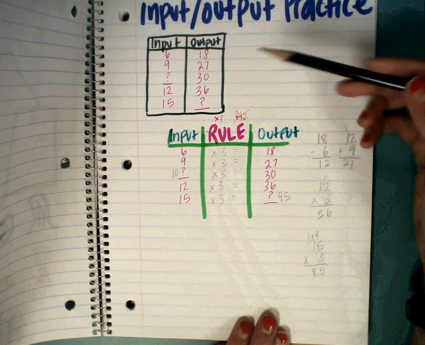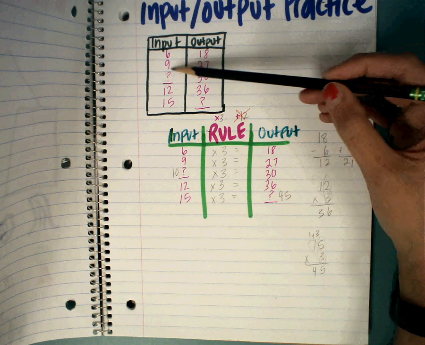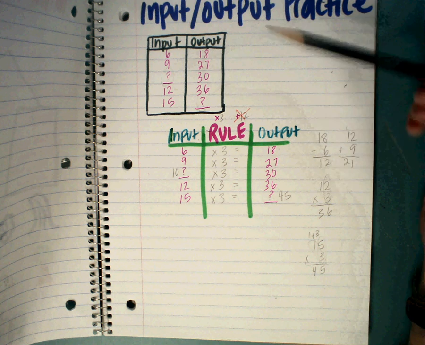So if this were a word problem, they were asking, what is this missing input number? What is this missing output number? You figured it out.